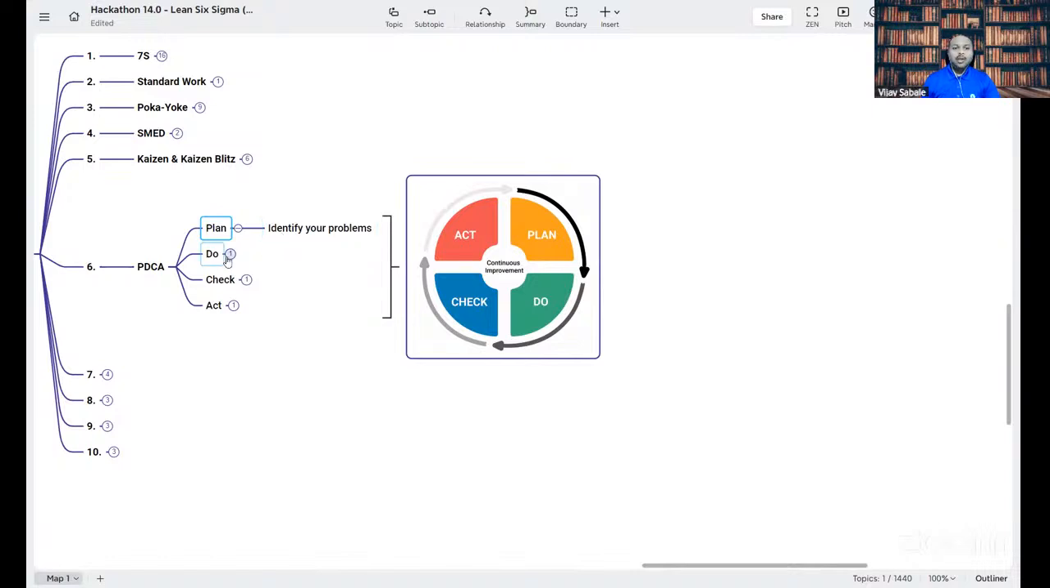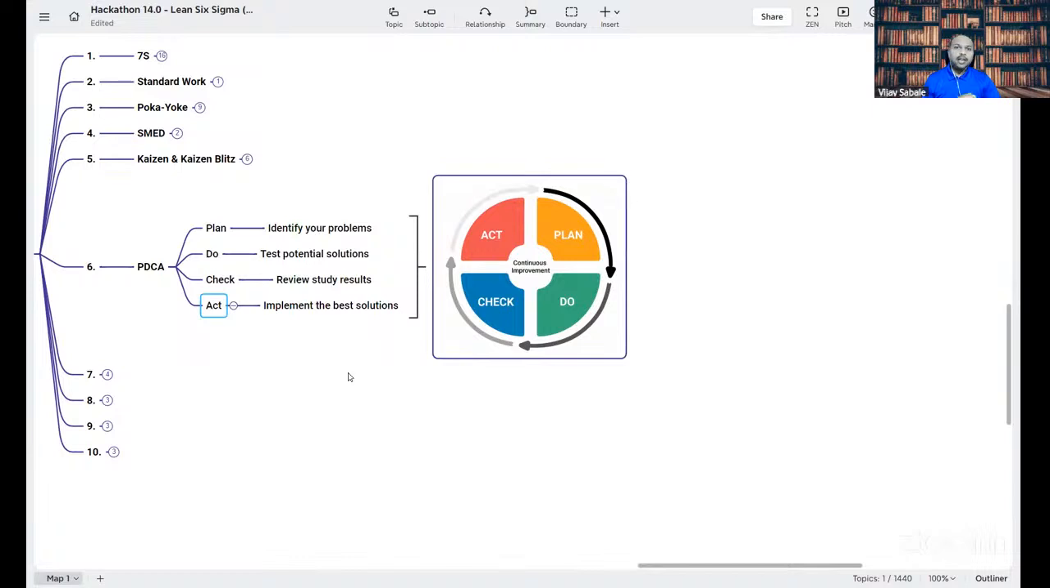In do, we do some brainstorming and identify the possible causes because of which the problem can happen. Based on that, we have a list of possible solutions. In check, we execute those solutions and see the results we get after implementation. Based on those results, we can identify which countermeasure or action is the best. And in the last step, we execute that best solution.